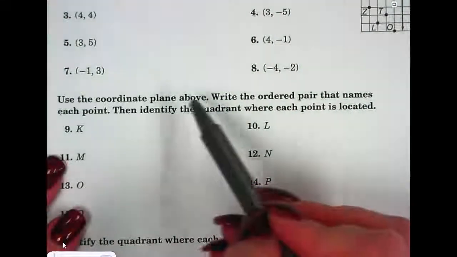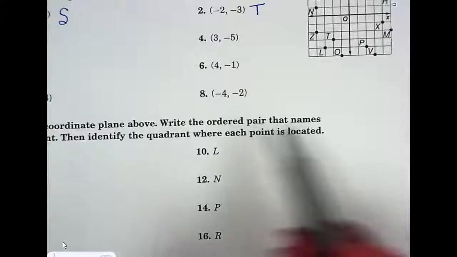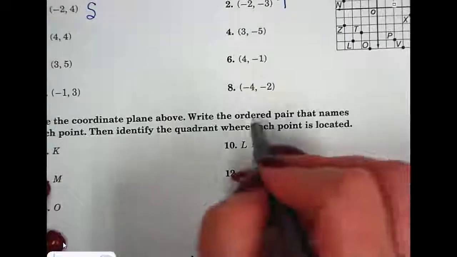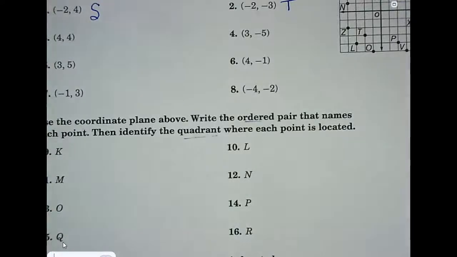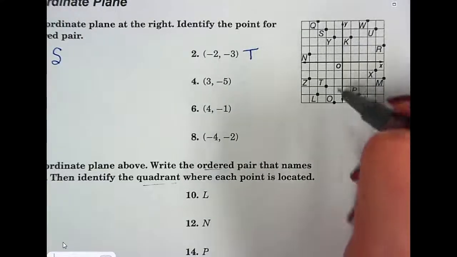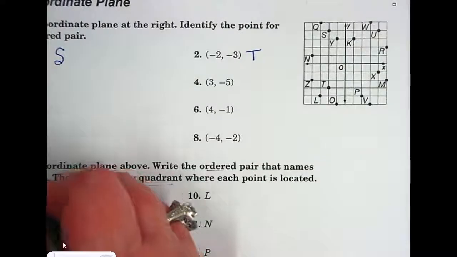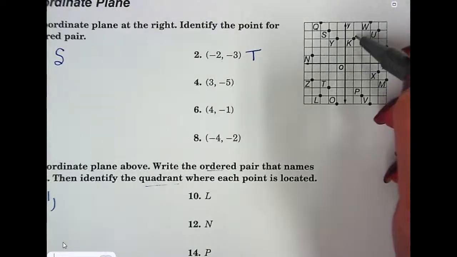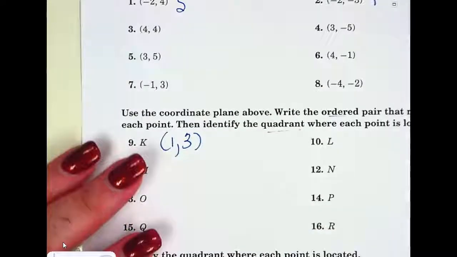This says use the coordinate plane above, so we're still using this coordinate plane. Write the ordered pair that names each point. Then identify the quadrant. So, ordered pair and quadrant for this section. All right, so let's find K. Here's K. What's the ordered pair? So start at 0 and I move 1 in the positive direction. And then I'm going to go up, so that's positive, and I go up 1, 2, 3. So that ordered pair is 1, 3.